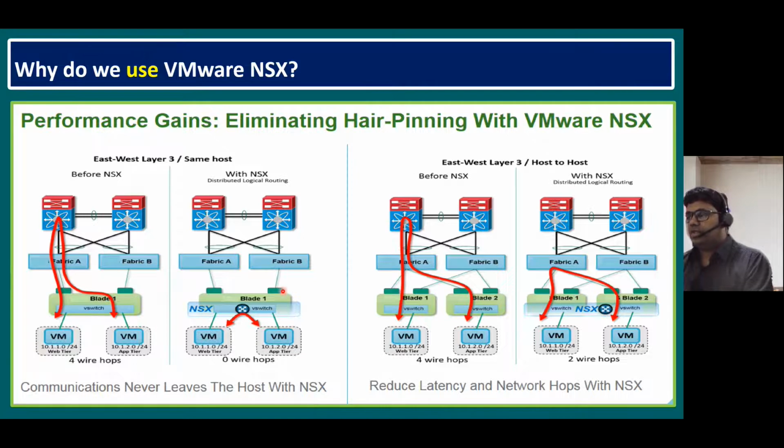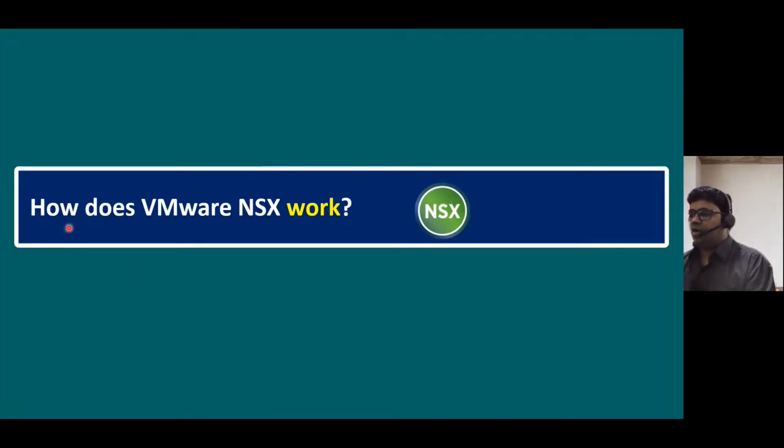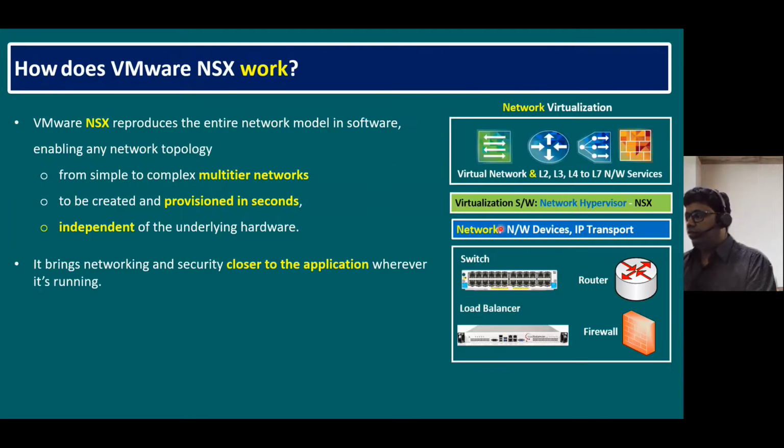Okay, once we are clear about this point, now let's go to the next point: how does VMware NSX work? If you try to understand the left side and right side of the diagram, within our physical network we have a switch, router, load balancer and firewall. Within this physical network we install the network devices and the IP transport network.